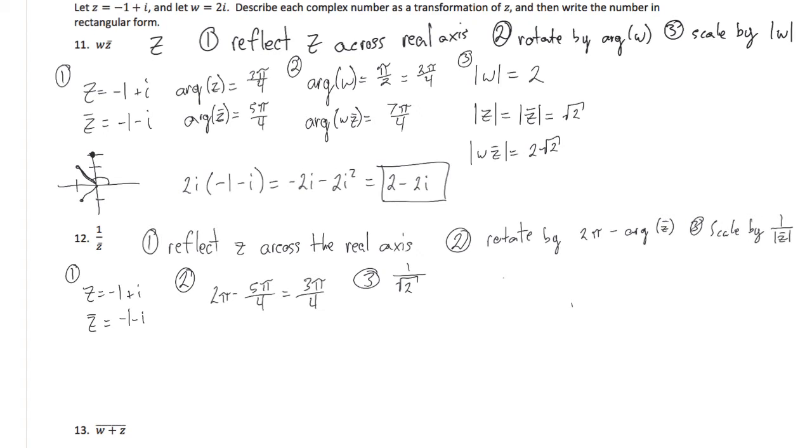I can put that in polar form and then convert, or I can just do this algebraically: 1 over -1 minus i. Let's make that a little more obvious. That's just going to be 1 over -1 minus i times -1 plus i over -1 plus i, giving me -1 plus i over 2, and that will give me -1 over 2 plus 1 over 2 i.